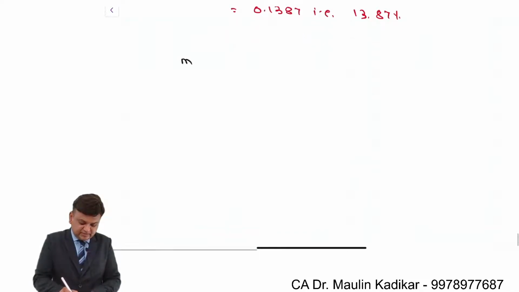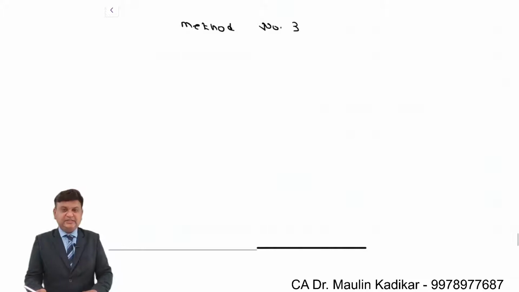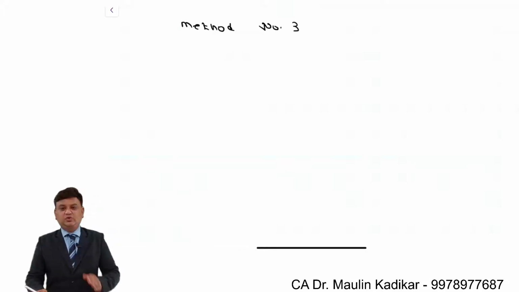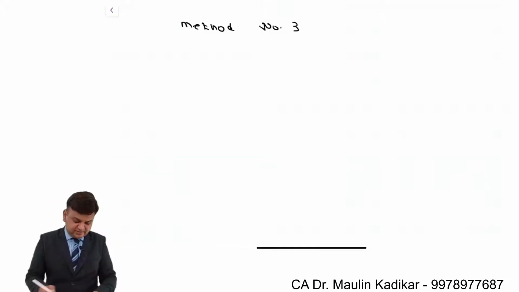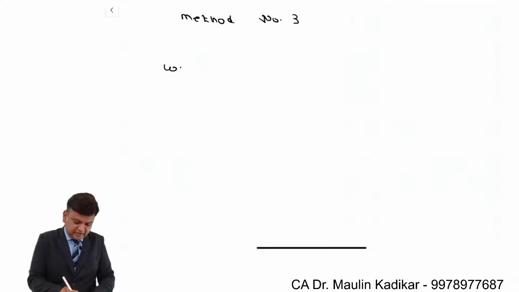Yet there is another method, method number 3. Of course, in the examination you can do one of the 3 methods. Since it is an initial question, I am showing you multiple methods. In method number 3, what will you do? Working note number 1, calculation of the risk premium of the project.